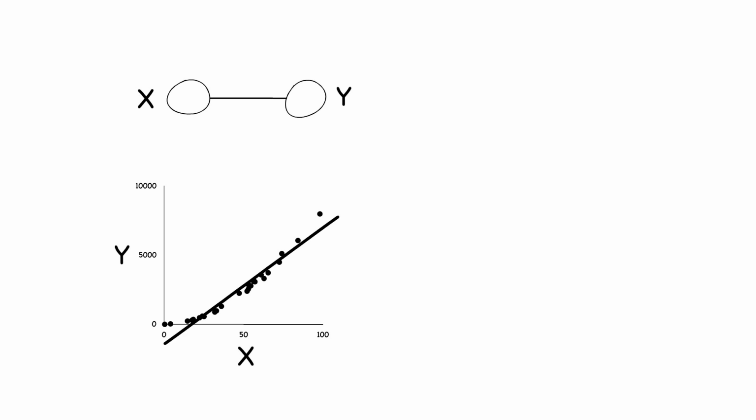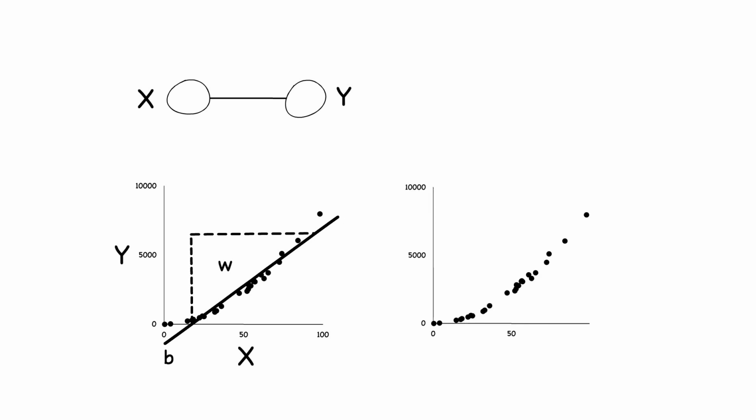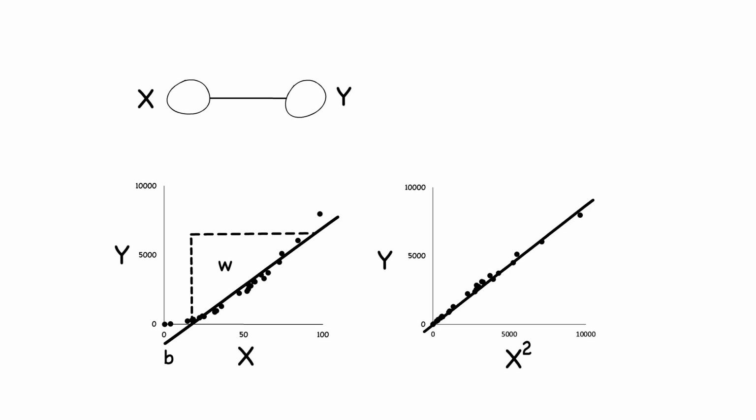We can fit a line to map x to y with a y-intercept and a slope, or a bias and a weight. But it looks like there might be something else going on in our data that a simple linear regression isn't catching. Instead, if we transform x to x squared and fit a line, we get a much better result. We accomplish this through manual tinkering, but transformations can also be learned.